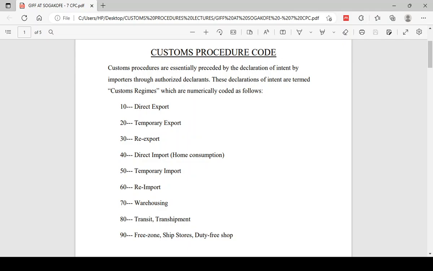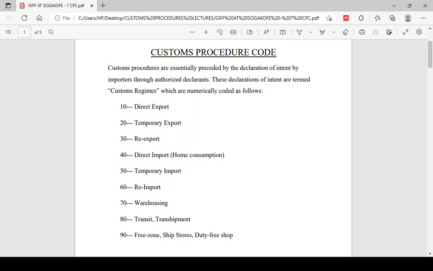If you are exporting and we are entering your data, you use 10, and everybody knows that you are exporting some goods from Ghana. But if you are going to export goods from Ghana and bring them back, temporary export, you use 20. If you are going to re-export cargo that has been brought but rejected or for any other reason, you use 30. And you use 40 for the almighty home consumption. Then all the regimes have got their codes.